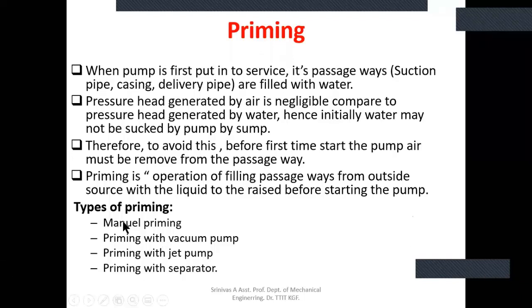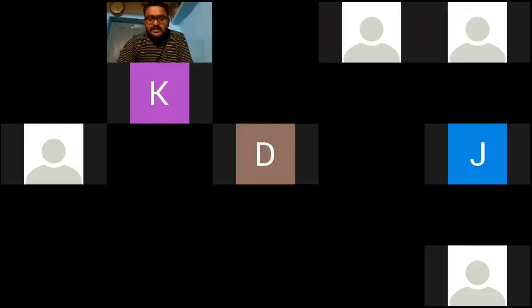Priming can be done by different methods. One is manual priming, where we put the water in manually. By using a vacuum pump, priming can be done, and by using a jet pump, we can do the priming, or by using separators. By using these arrangements, we can do the priming. This is all about the construction, and this finishes the chapter on pumps.